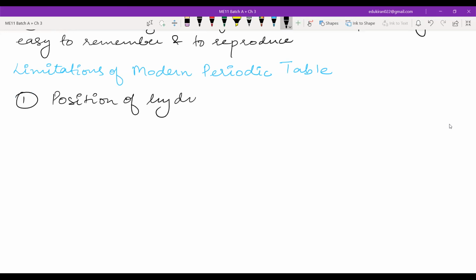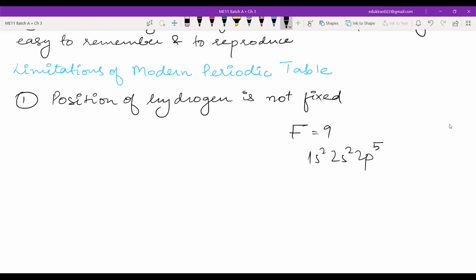Position of hydrogen is not fixed, right? Even though we have learned it with the group 1 element, but hydrogen can also be placed above the halogens, above fluorine, because it needs only one electron as fluorine, bromine, iodine to fill its shell, right? Fluorine, what is the atomic number of fluorine? It is 9. So 9, that means 1s2, 2s2, 2p5, correct?